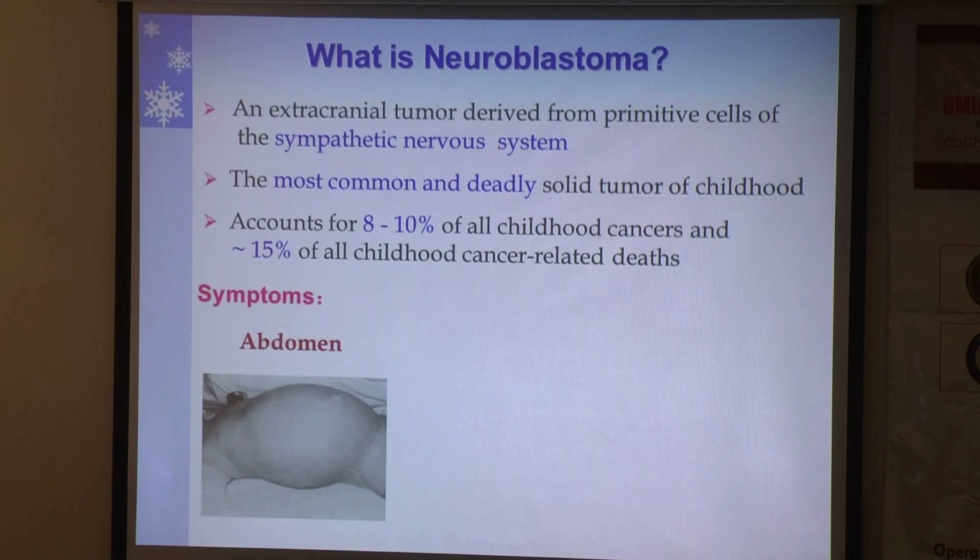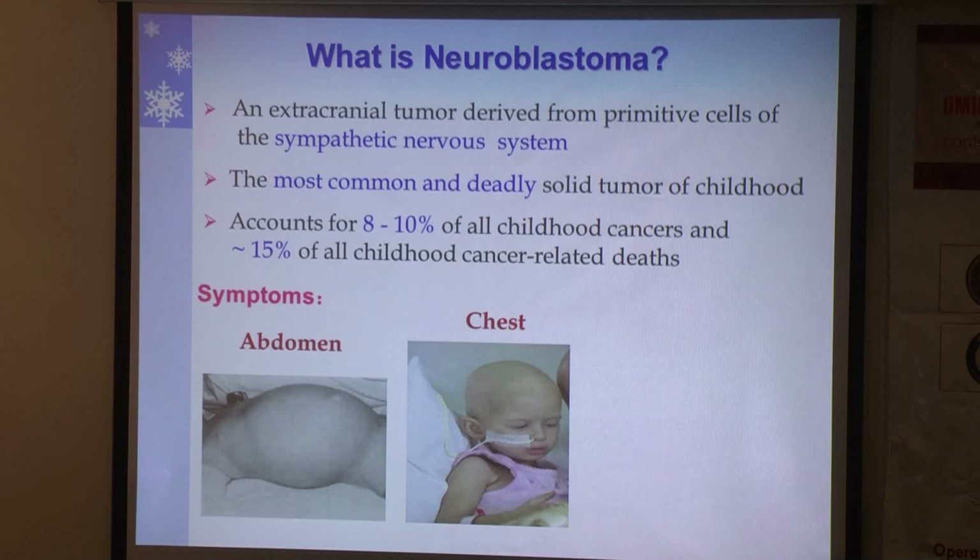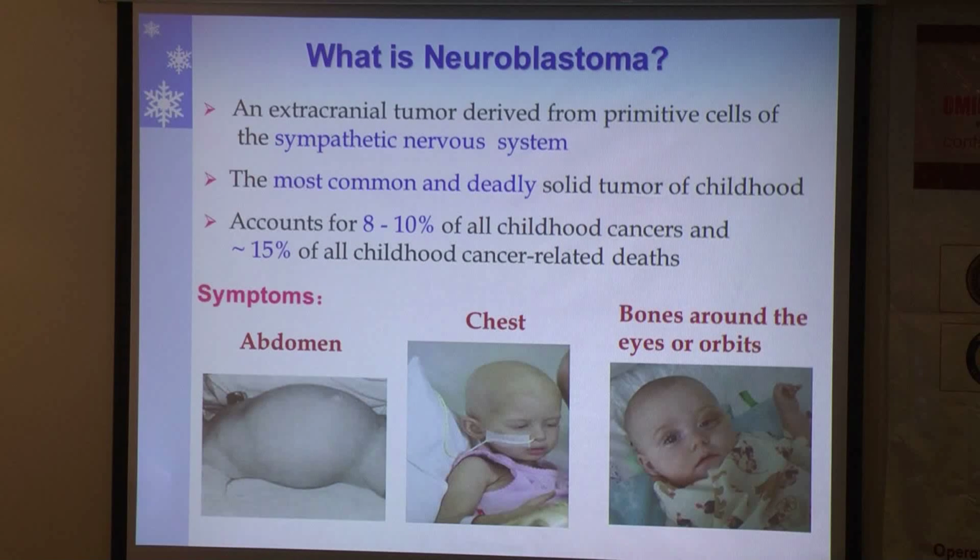And what are the symptoms? You can see the cancer originates mainly in the sympathetic nervous tissue. Most of them come from the adrenal gland. However, with a tumor in the abdomen, you can see here, there's a swollen belly, and this will cause constipation. If a tumor is in the chest of an infant, it will cause difficulty in breathing. And finally, if the tumor is found in the bones around the eyes or orbits, you can see very distinct bruising or inflammation.